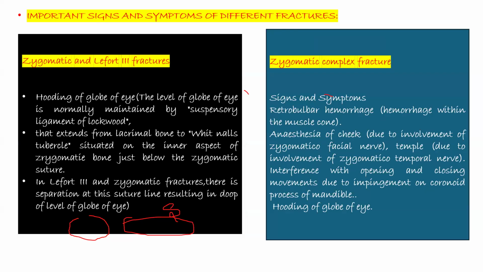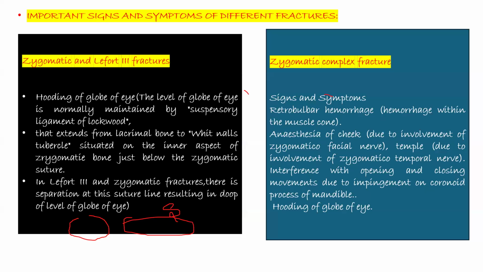And the important signs and symptoms of the different fractures: zygomatic and orbital fractures will have a drooping of the globe of the eye. The level of the globe of the eye is normally maintained by the suspensory ligament of Lockwood. If it is damaged, it results in damage to these structures, thereby giving a drooping of the globe of the eye.